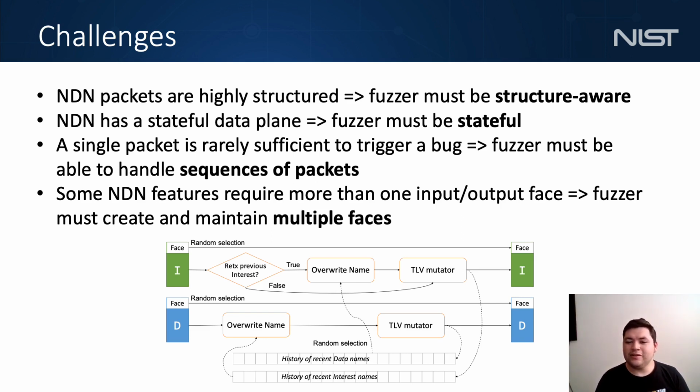We also found out that a single packet is typically insufficient to trigger a bug. So with NFDFuzz, we extended the input format to represent not just one packet, but a sequence of packets, or a packet trace. Along with multiple packets, we also have to deal with multiple faces. This is because some NDN features such as Interest aggregation and forwarding strategies need more than one input or output face to really have all of their logic tested in full. Thus, the fuzzer must maintain these faces and keep track of what face a particular packet was sent through.